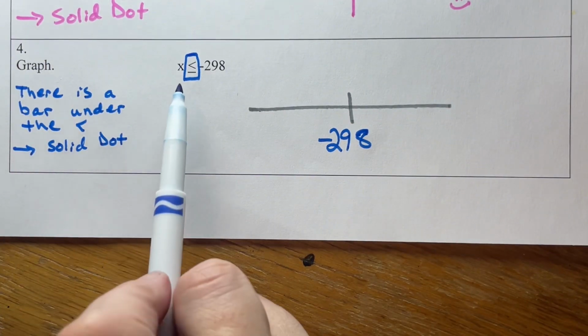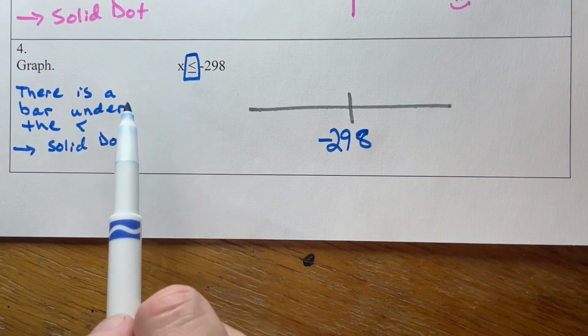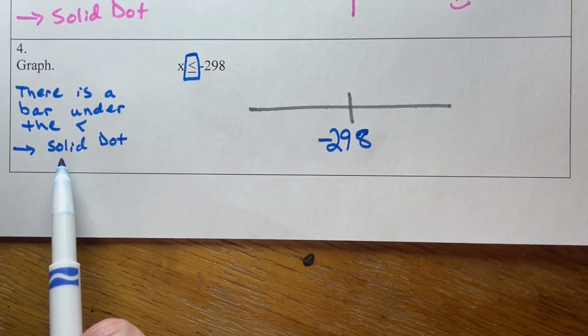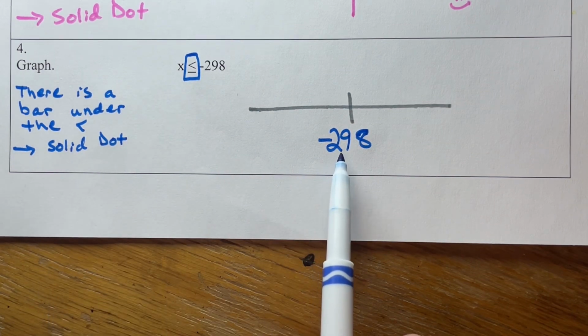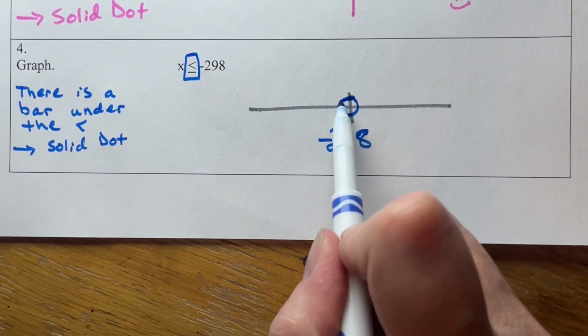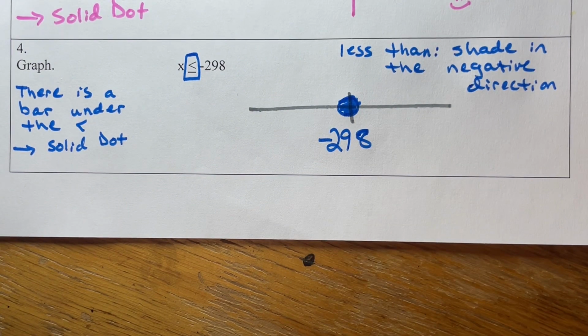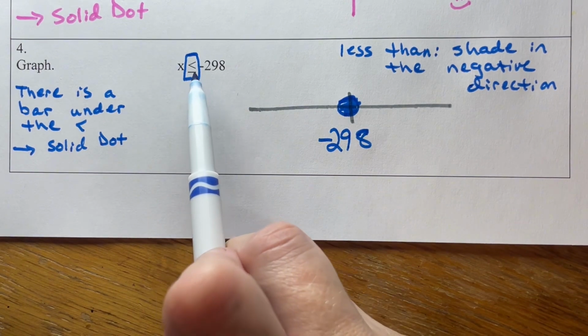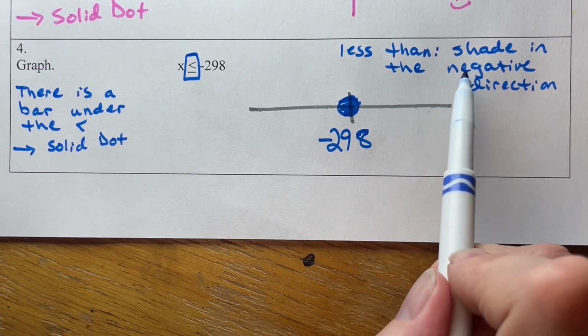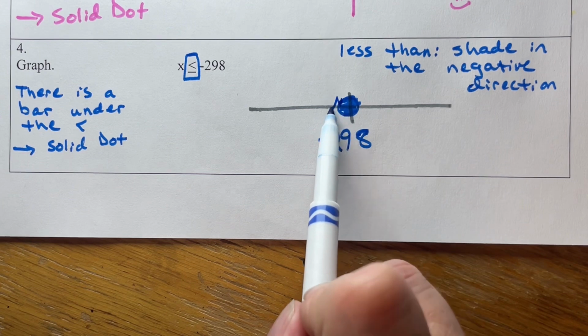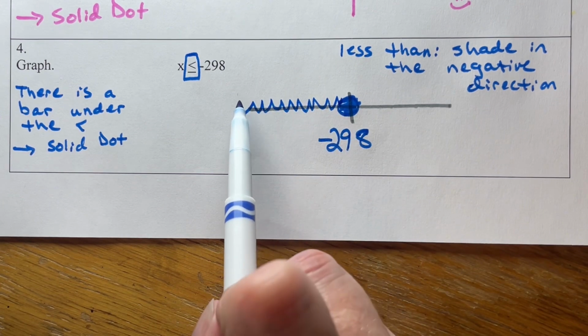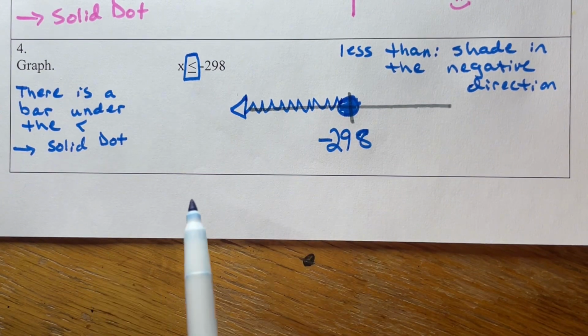Yep, there's a bar underneath our inequality symbol, which means that the point at negative 298 will be a solid dot. And because our symbol is a less than or equal to, we are going to shade in the negative direction all the way out as far as your number line will take you. And there you go.